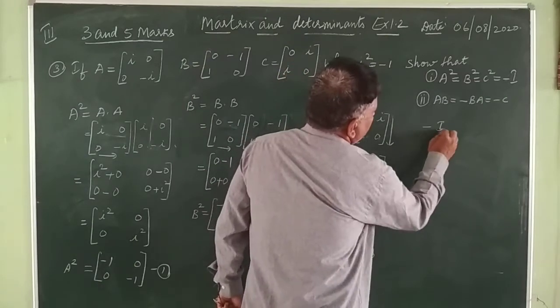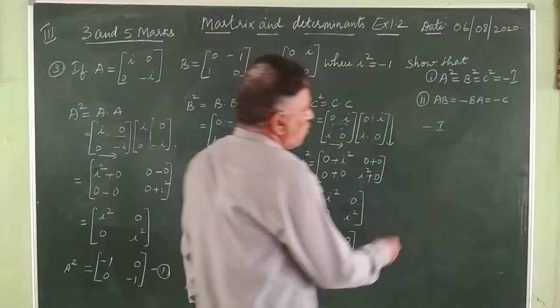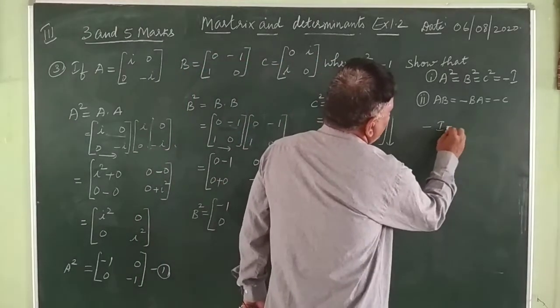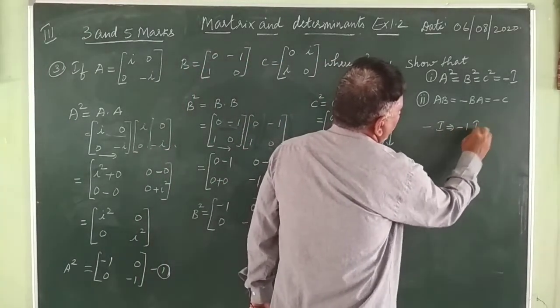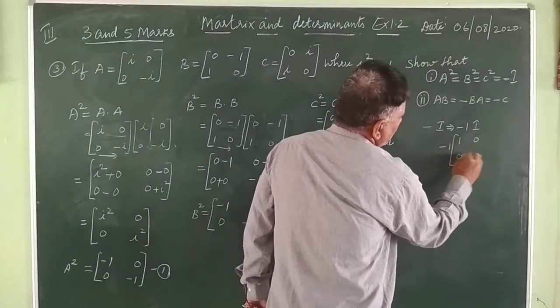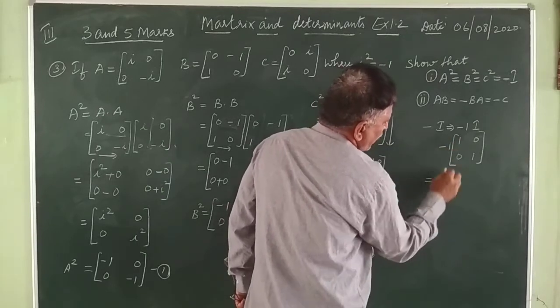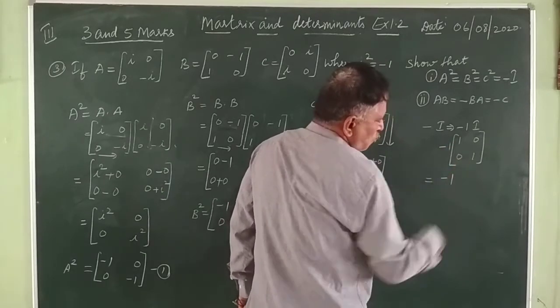Minus I is nothing but minus 1 into I. If you want, I can take this as minus 1 into I. So minus 1, I means what? Identity matrix 1, 0, 0, 1. So this will become minus into plus, minus. 1 into 1, 1.